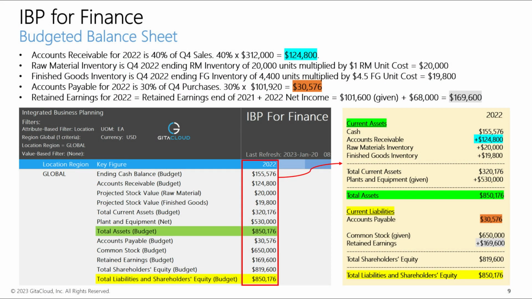Budgeted balance sheet is an estimate of the ending balances for all balance sheet accounts. It helps understand the impact that budgeted sales and costs will have on the financial health of the organization. Accounts receivable for 2022 is the 40% amount for Q4 sales that we will realize in Q1 2023. Accounts payable for 2022 is similarly the 30% amount for Q4 purchases that we will pay in Q1 2023. Refer to the calculation on the right to see total assets and liabilities. We add net income for 2022 from the income statement to retained earnings of 2021 to calculate retained earnings at the end of 2022.